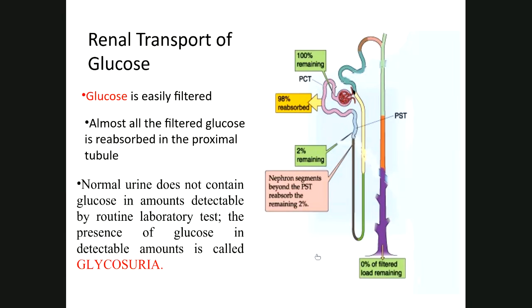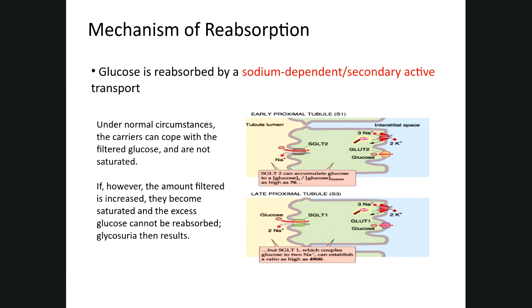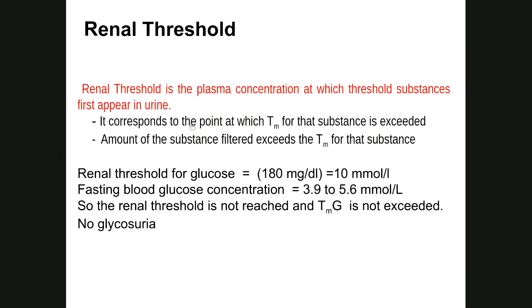So that's called the renal threshold, and it is mainly due to the glucose transporters being saturated and unable to reabsorb the remaining glucose. The renal threshold is around 180 milligrams, which is equal to 10 millimole. This is the level of glucose at which it might start appearing in urine.